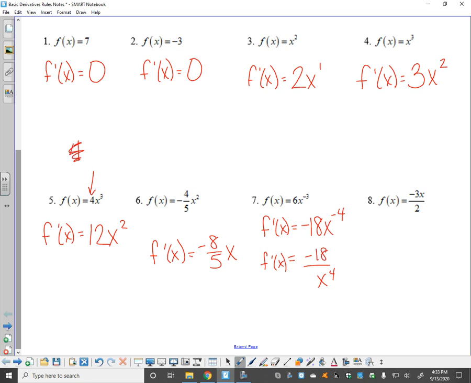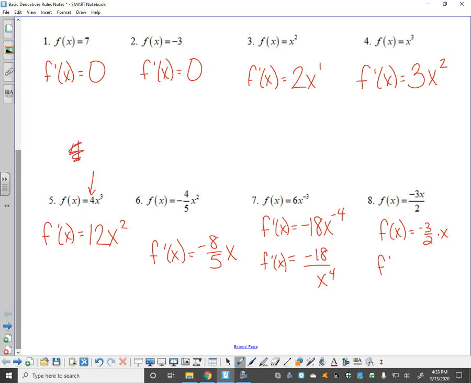Okay, number 8. I want you to see number 8 as a negative 3 over 2 times an x, just like number 5 and number 6 and number 7. I have a coefficient and I have an x. I don't want you to look at that as a negative 3x and then it's over 2.